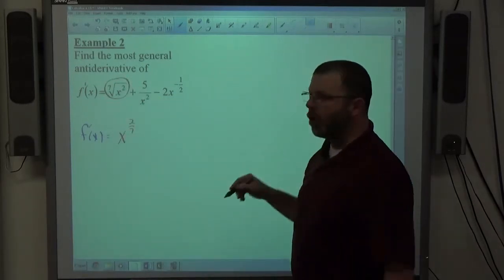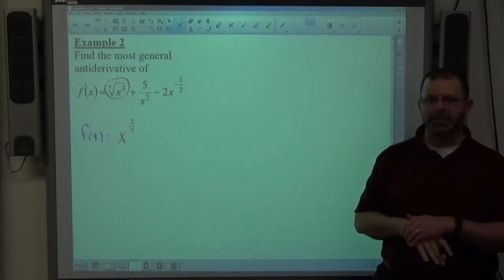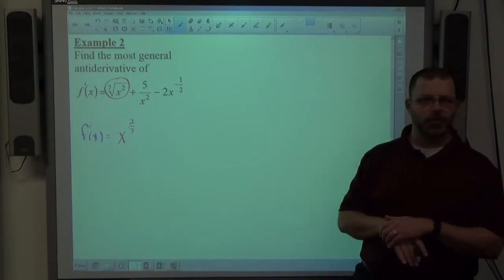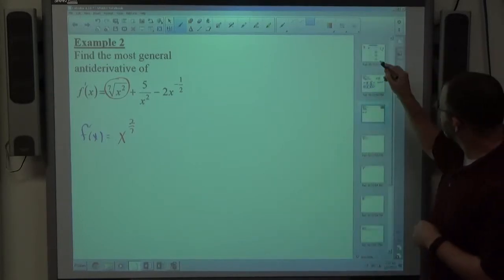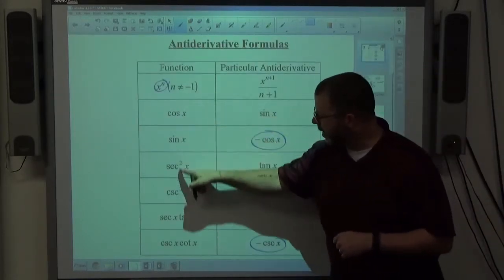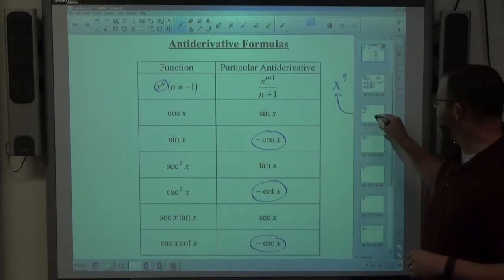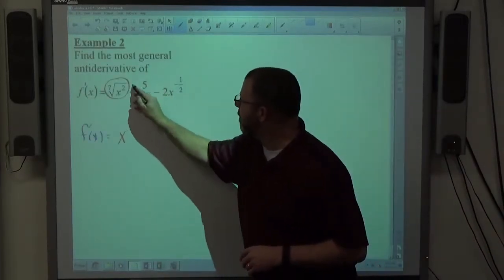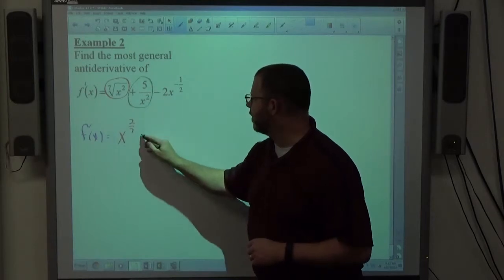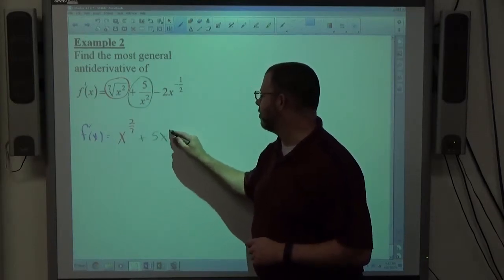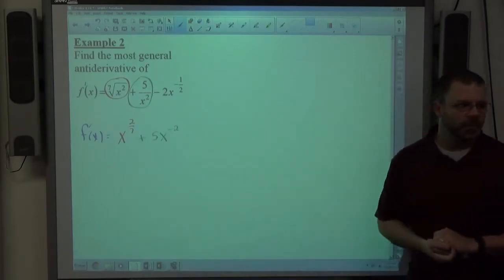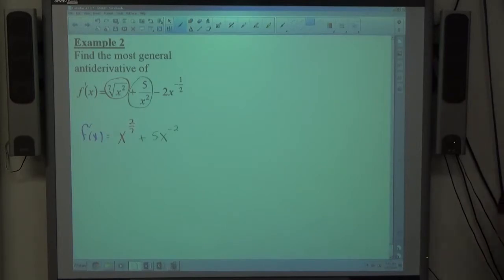Also, I've got 5 over x squared. There's no something over x in our antiderivative formulas, right? Nope, don't have that. So we can't have that structure either. So if I have a fraction structure like this, I want to rewrite it as a negative power structure. 5x to the negative 2.